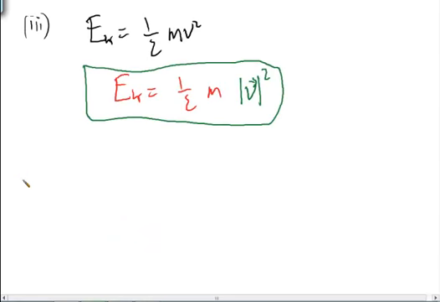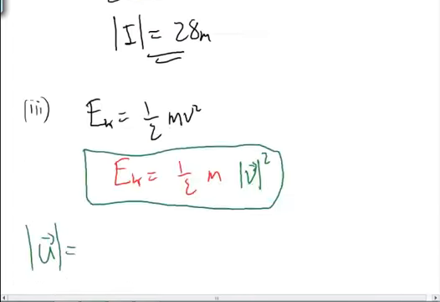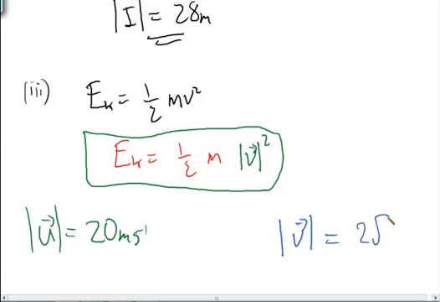So we know the magnitude of u, the velocity before the collision, we worked it out. It's the length of this vector here, which is 20 meters per second. Now we could have just squared that and got the square root of it using Pythagoras' theorem, but we know it's 20 meters per second. We know the magnitude of velocity after the collision was 12 root 2 meters per second.